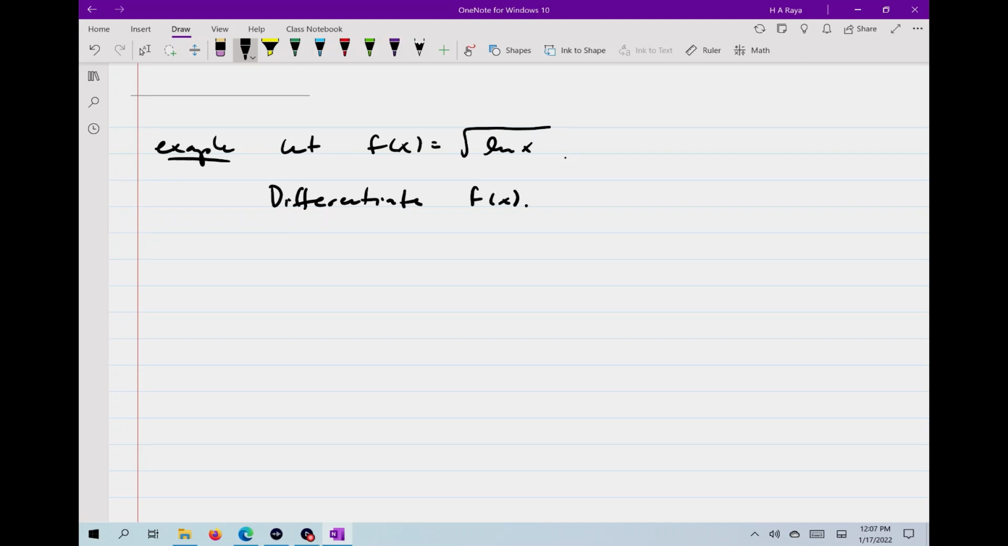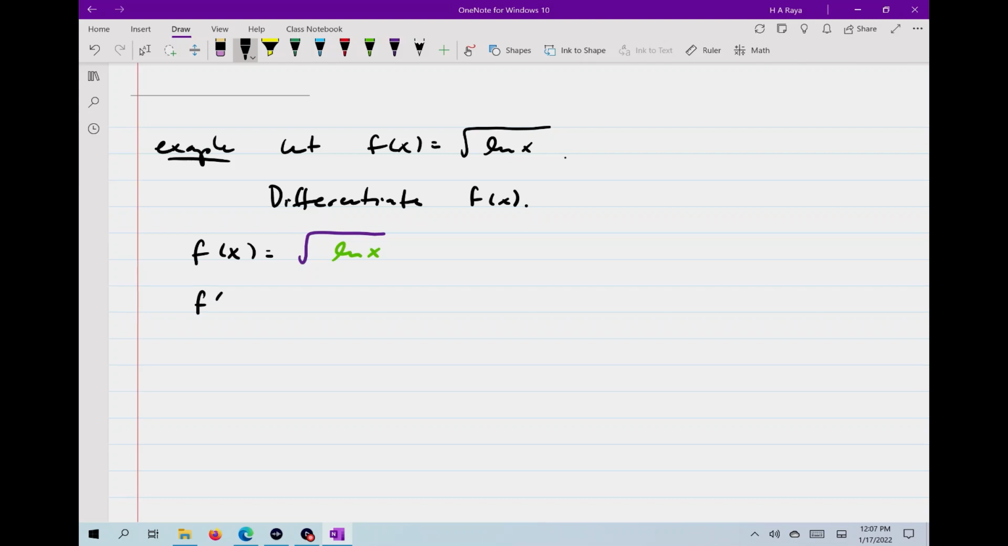To start things off, note that this is a composition of two functions, the outermost function, square root of x, and the innermost function, natural log of x. So f of x is the composition of square root of x with my natural log function. To differentiate this, I'll be using the chain rule.